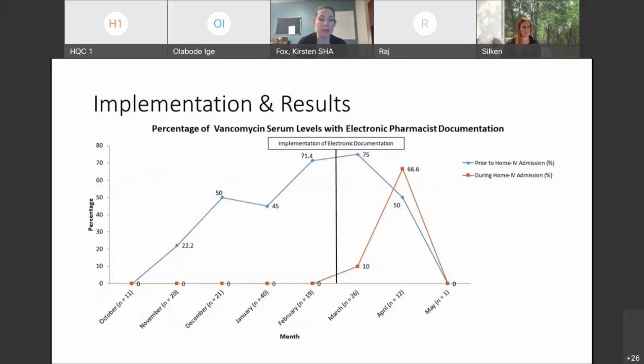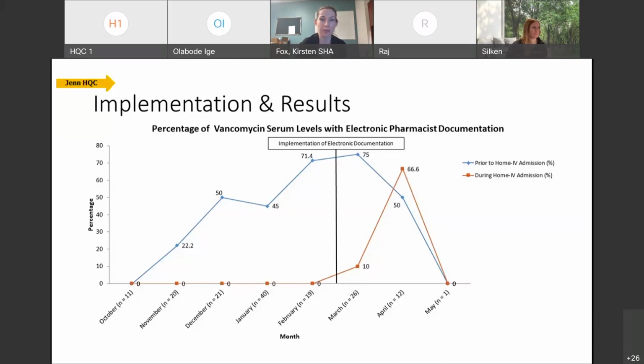And so you can see the black line in the center really is when we implemented the intervention. And we can see after that with the orange, by the end of the month, we had 10% documentation, and at the end of April, it had jumped up to 66%. When I collected the data in early May, there wasn't any, it was too early at this point. And so I think we still have room to improve and see if we can maintain our documentation above the 50% target.